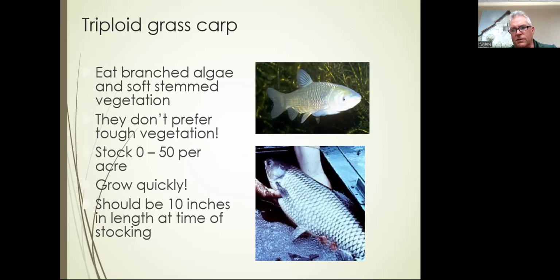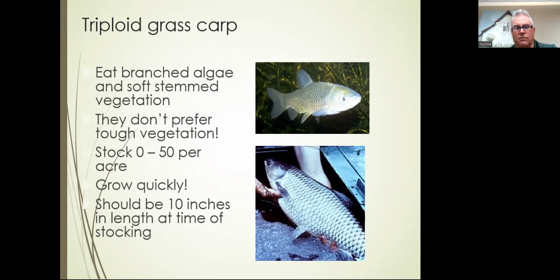You want fish that are 10 inches long or longer if you have largemouth bass present in the pond, because bass love to eat these fish. And you want ones that are big enough that it'll make it difficult or impossible for bass to eat them. How many to stock? It's kind of an art.